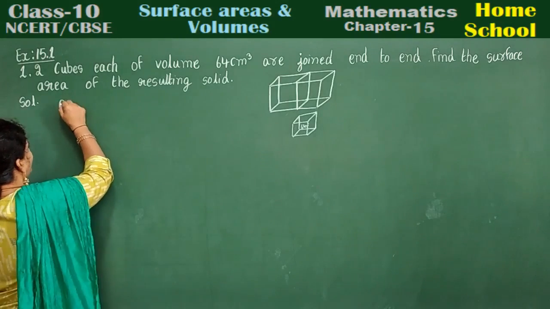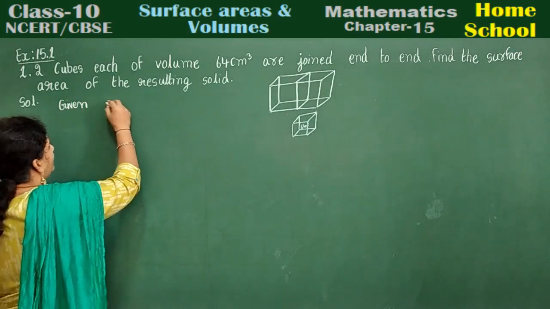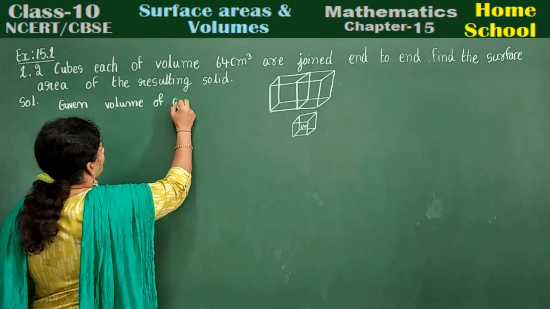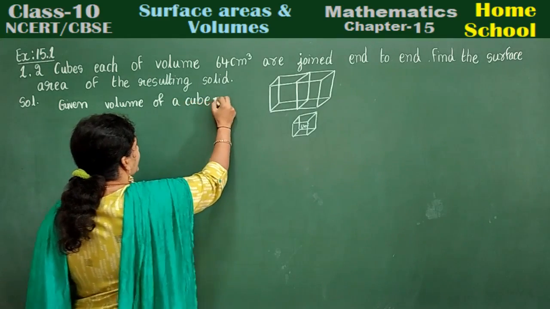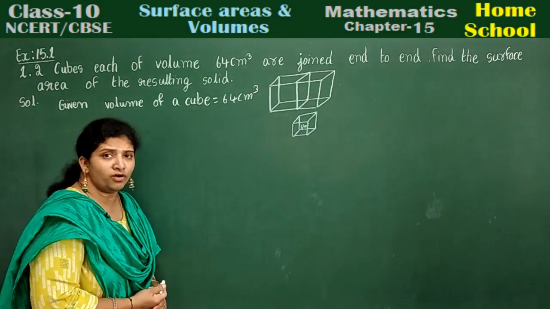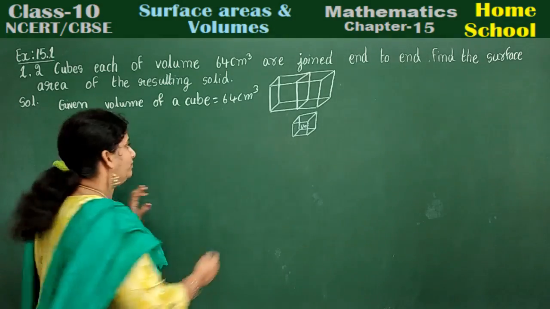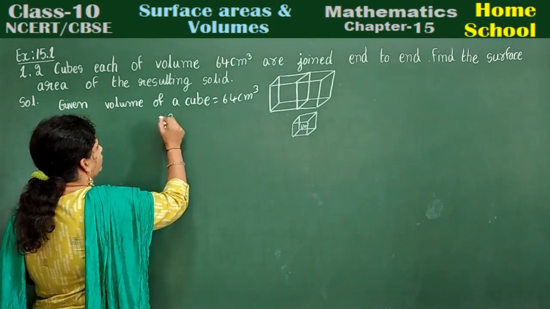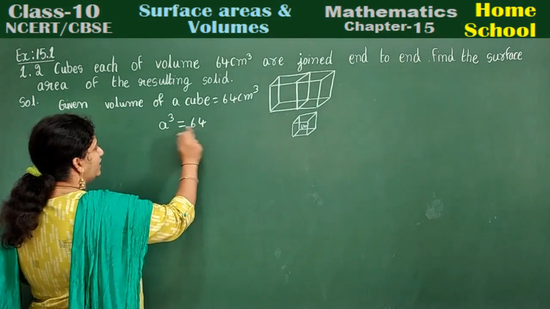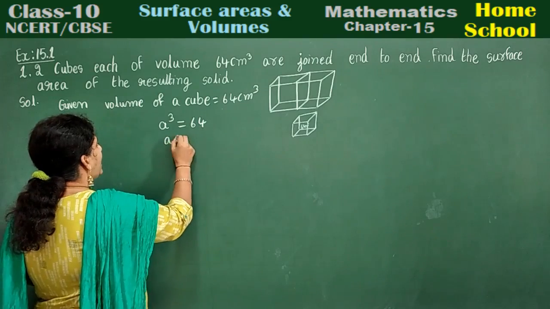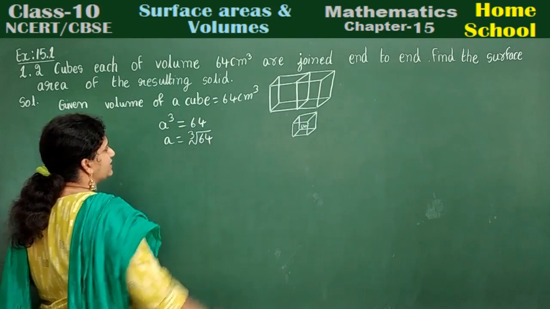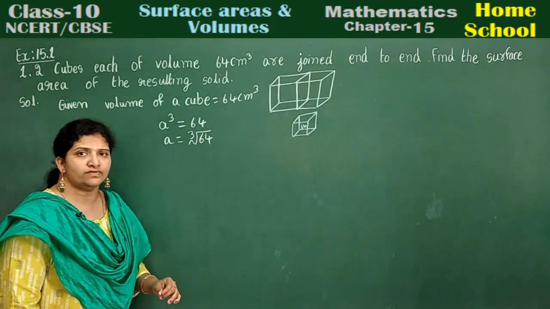Answer: given volume of a cube is equal to 64 centimeter cube. But we know the formula. What is the formula for volume of a cube? We know that volume of a cube is a cube. A cube, volume of a cube is given, that is 64. Equate for this formula. A cube is equal to 64, send other side. A is equal to cube root of 64.